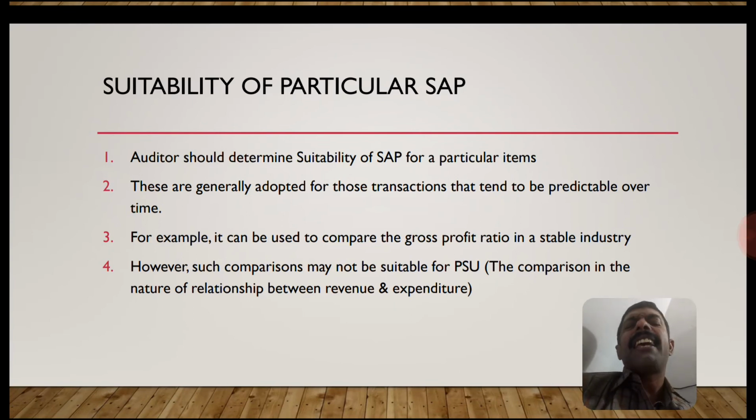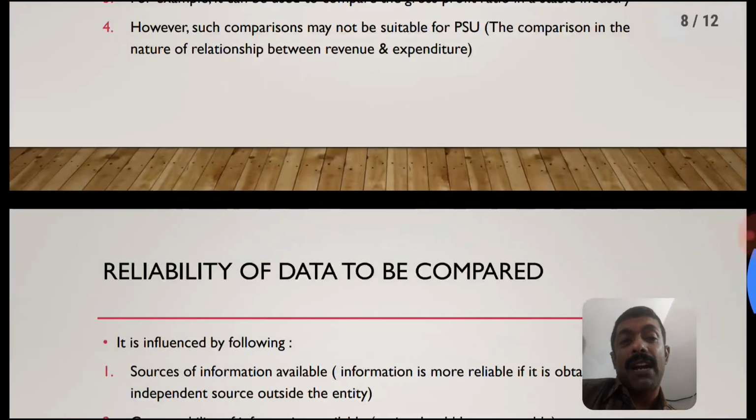The analytical procedure selected should be suitable for particular items. They are generally adopted for transactions which show a consistent pattern so that the comparison can be made. For example, the gross profit ratio in the case of a stable industry is an example. However, such comparison of gross profit may not be suitable for public sector undertakings. They will adopt some expense-based comparison method.